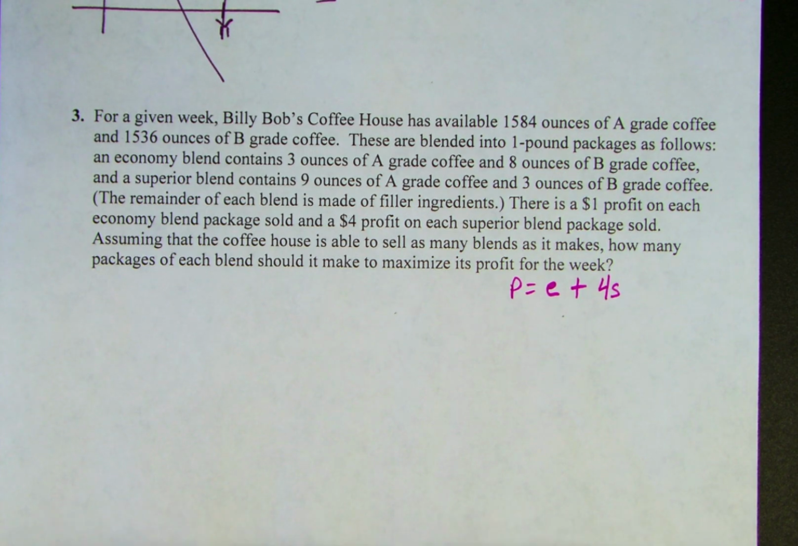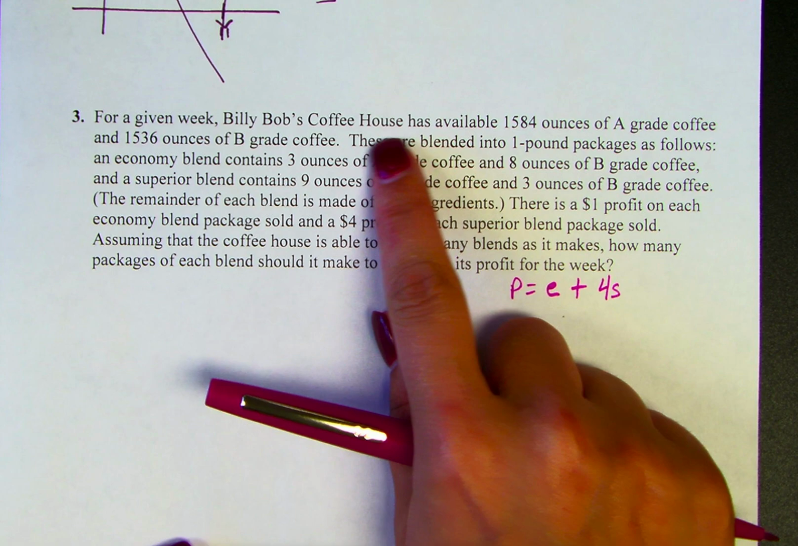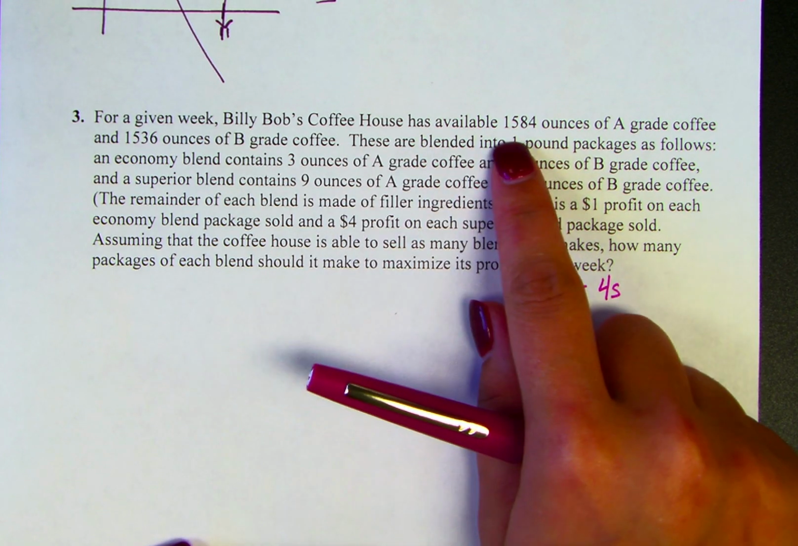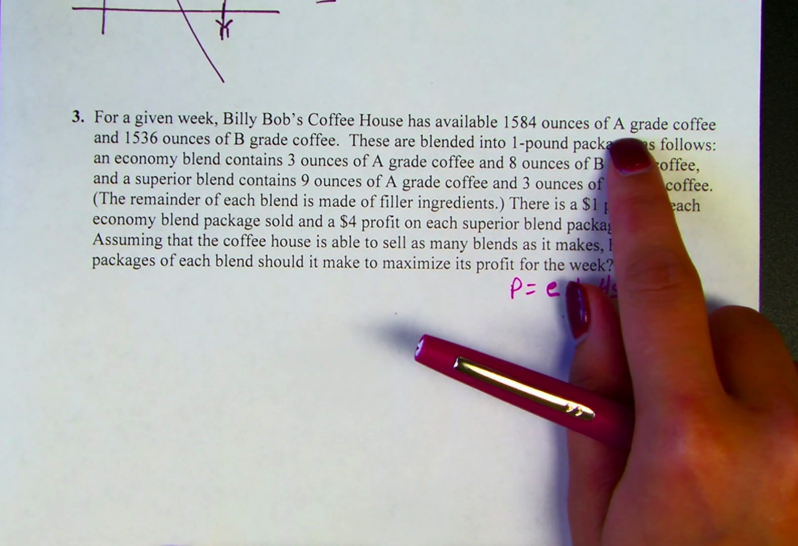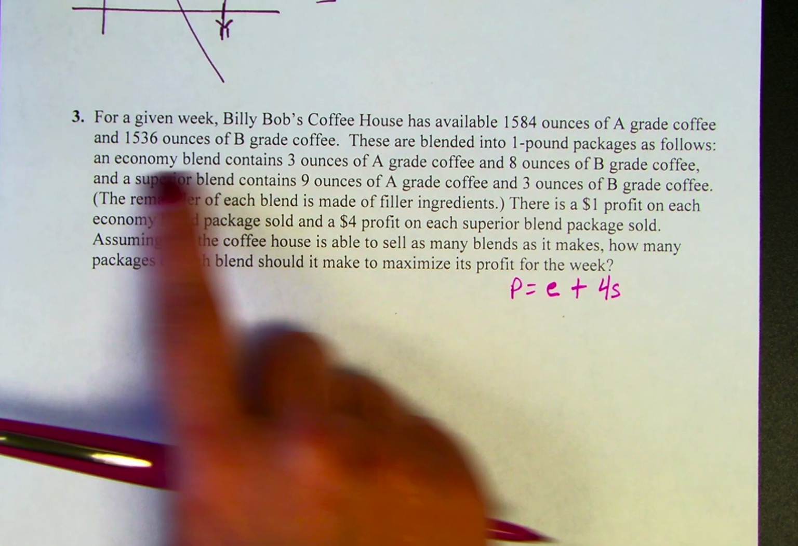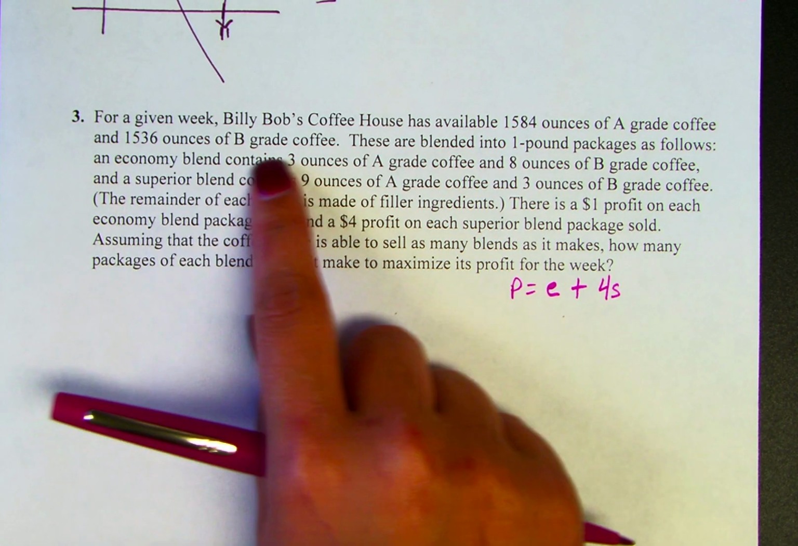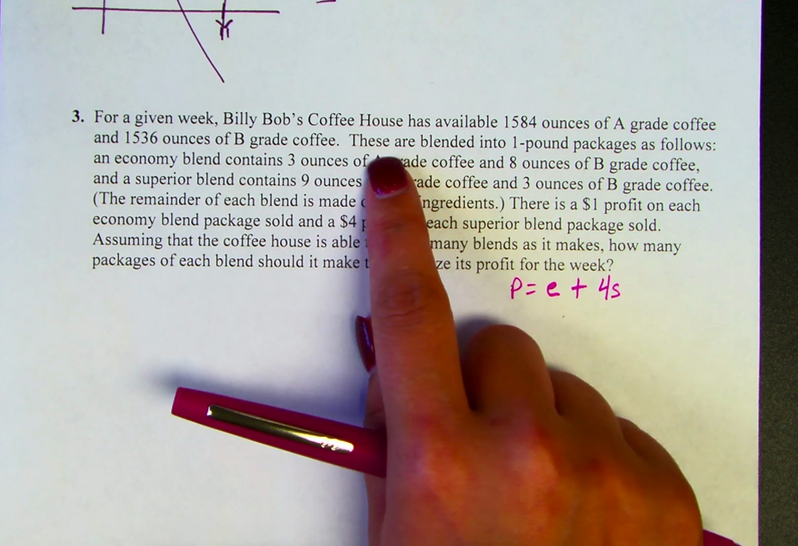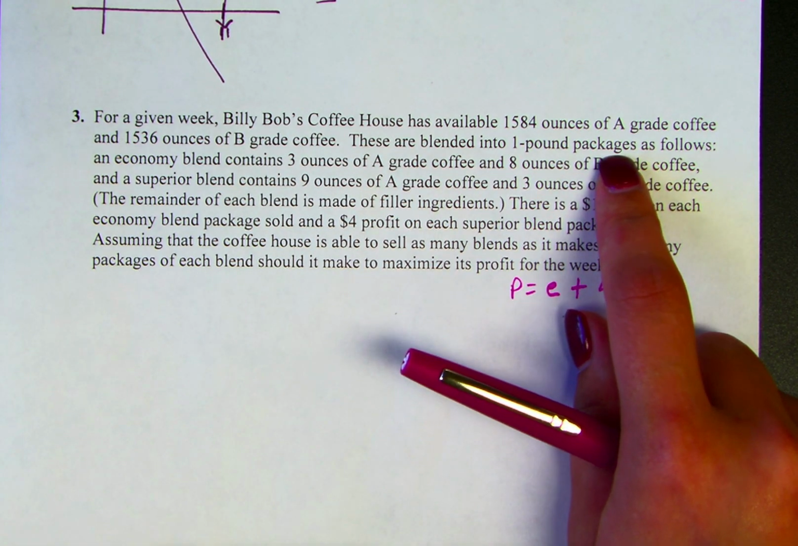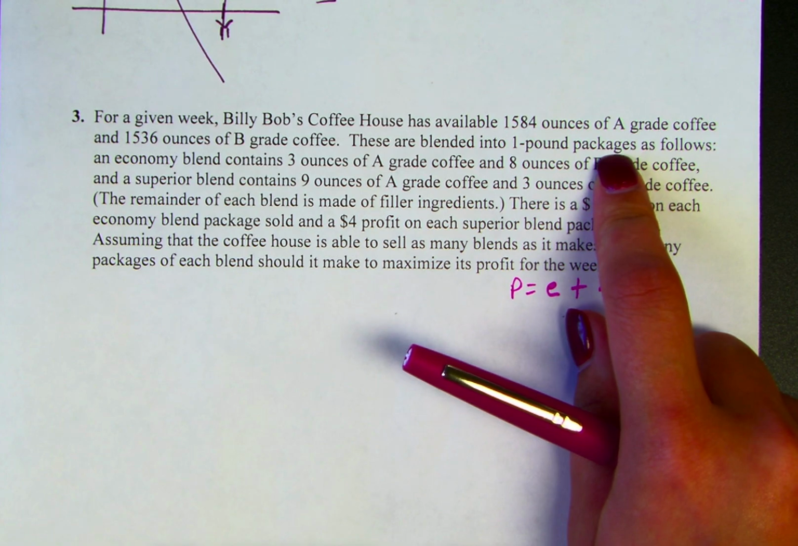So next thing that we want to look for are kind of our totals, or the least amount we need for something, or the max amount that we have to use something. So when we set up our inequalities, we'll have to have things less than or equal to, or greater than or equal to those kind of numbers. So when we are looking at this, this says that the coffee house has 1,584 ounces of A grade coffee, and then 1,536 ounces of B grade coffee. And we're making a blend between those. So once we run out of coffee, we can't make any more of those blends.